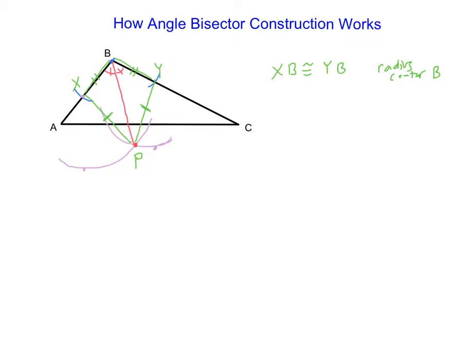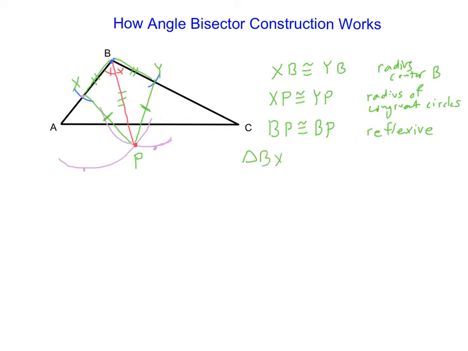And I also had these congruent circles at the bottom. So they would have the same radius, and that's XP and YP. And the whole trick here is that this length right there is shared. And that's what's going to give us the two triangles. So I'll start at the top. Triangle BXP is congruent to triangle BYP by side, side, side.